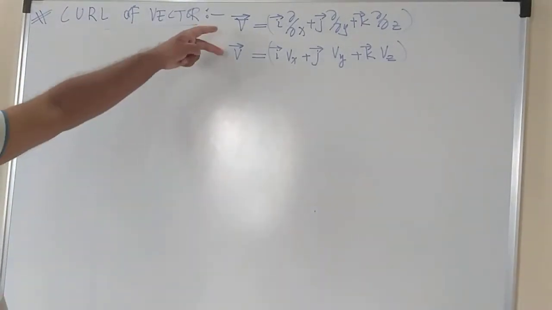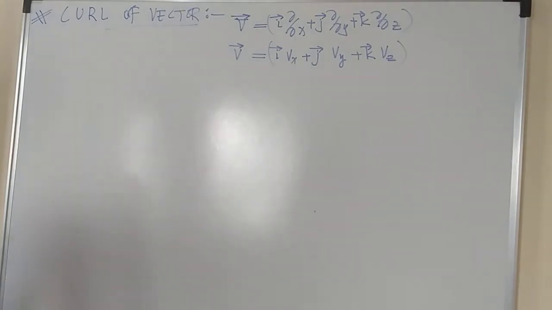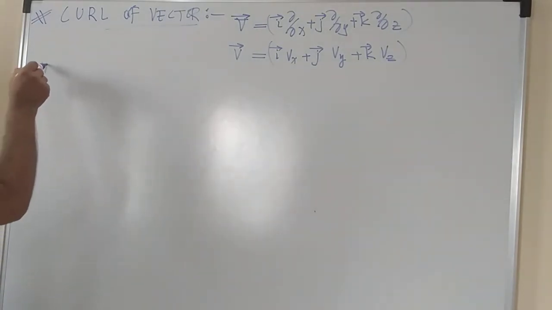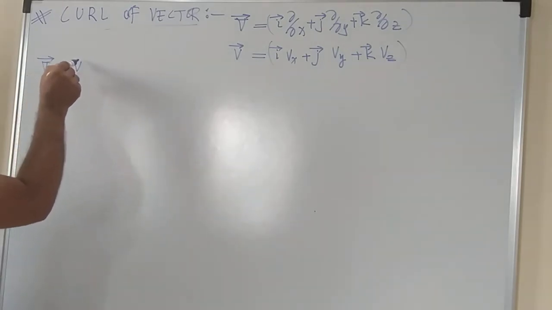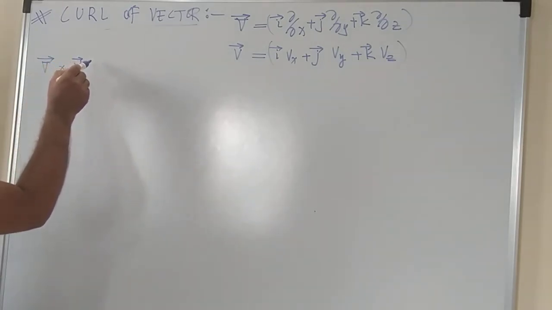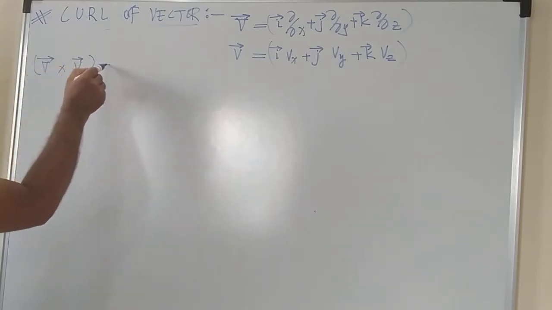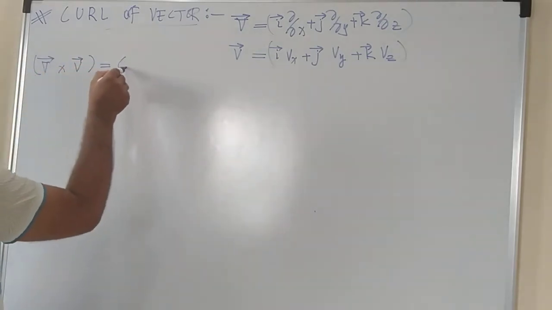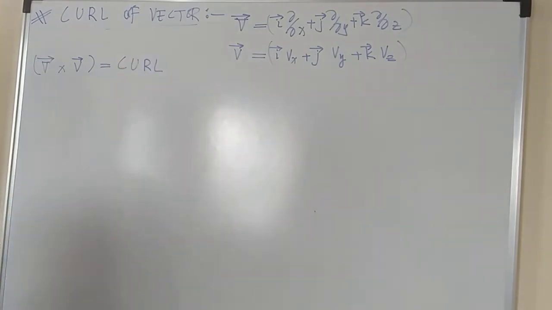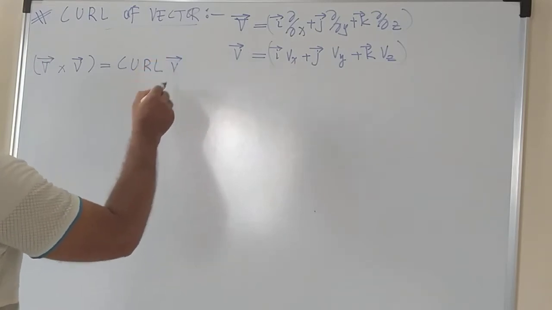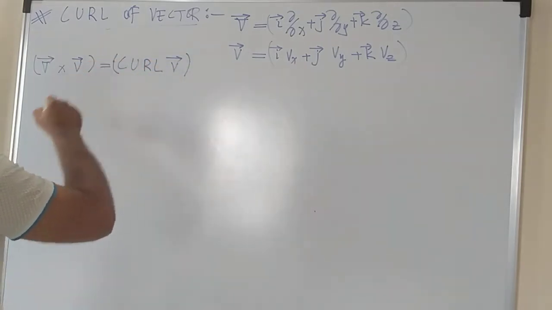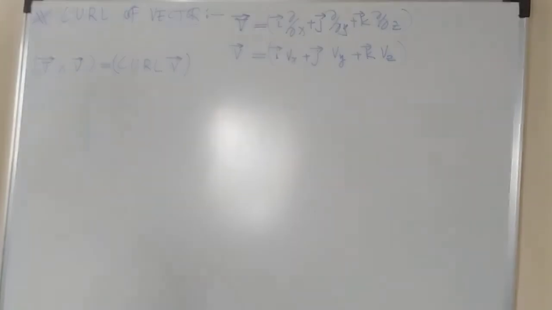If these two things are known to you, then we can make the definition of the curl of the vector: it is the cross product of the differential operator and the vector field. So, del bar cross V bar is called the curl of the vector. This is the definition of the curl of the vector, which is very simple, and it is also written as curl of V bar, right? So, this is the definition and the way of writing the curl of the vector.